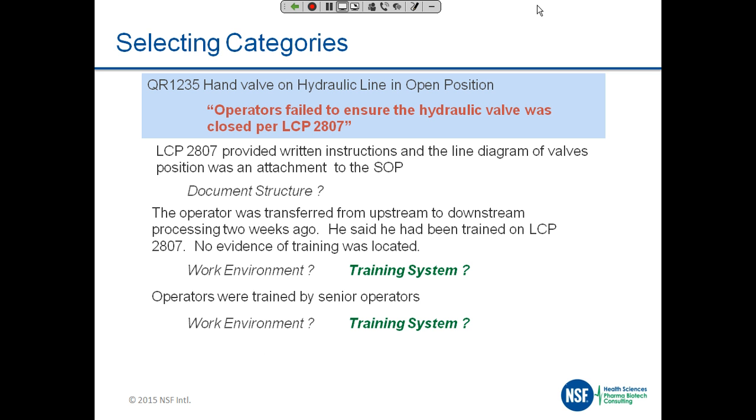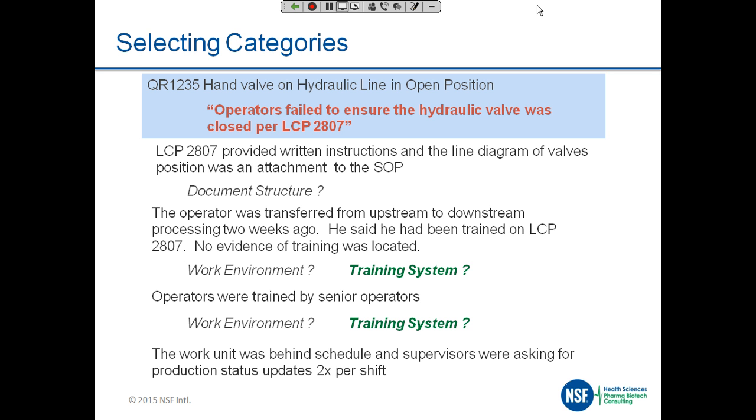Operators were trained by senior operators. Okay, is that a good thing? Work environment, training system. The work unit was behind schedule and supervisors were asking for production status updates twice per shift. Planning, scheduling, work environment. So as you look at this situation where the operators failed to close a valve, as is so often the case, lots of factors went into why that situation occurred.